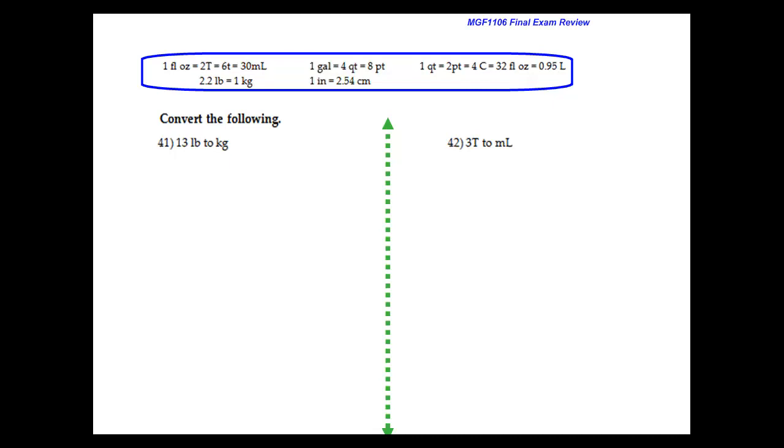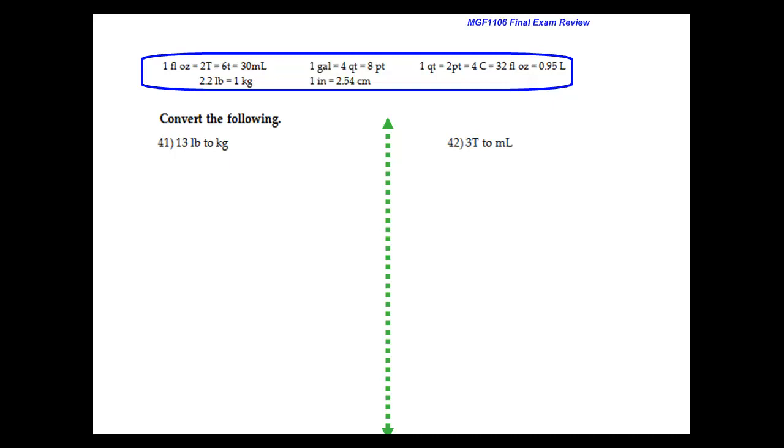MGF 1106 Final Exam Review. We're going to do this version, number 41 and 42, using dimensional analysis from Chapter 8. We will be using multiplication to cancel out our units. Again, the most important piece, though, is that you are using the correct conversion factor.